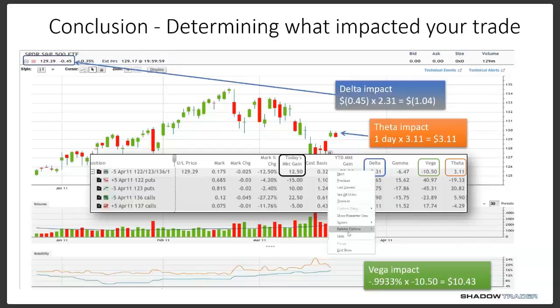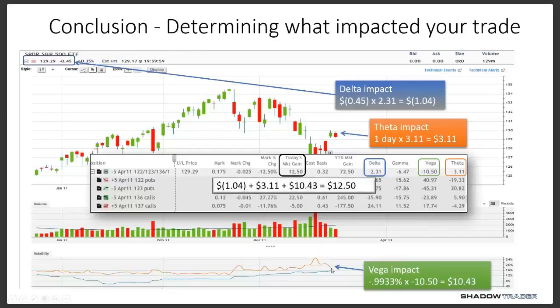Let me put the pen back on. Where was I at yesterday? Right there. And where am I at today? Right there. All right, the movement from yesterday to today was a negative 0.9933%, or almost a 1% decline in the implied volatility. It went from 20 to 19.